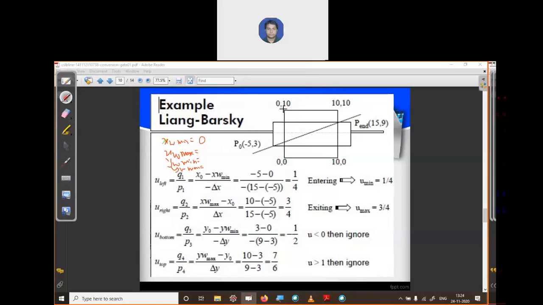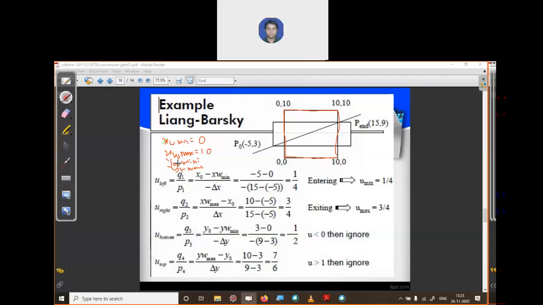Unmute your mic and speak the boundary equation of your clip window. 10, sir. Yw max value is... Aishwarya, yw max is what? Okay, yes, somebody write in chat.